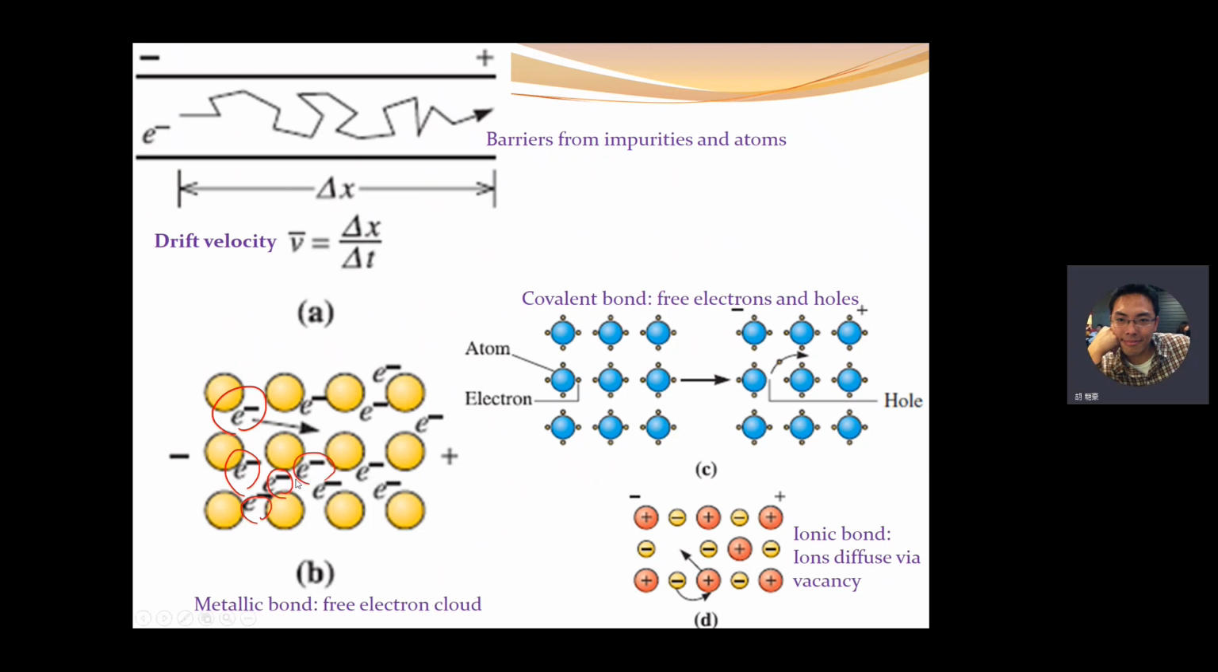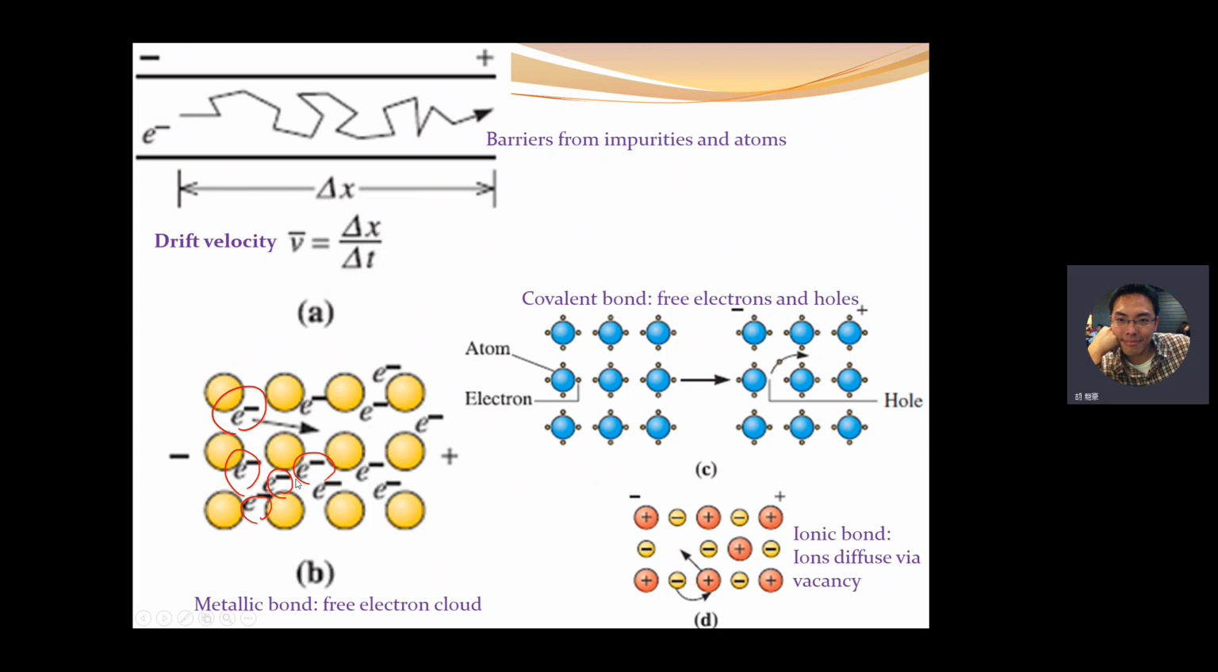Okay, it's electron. However, for semiconductors, covalent bonds dominate. Therefore the charge carriers could be free electrons or holes, depending on either p type or n type. If we have time, we're going to introduce the N-type and P-type semiconductor later.